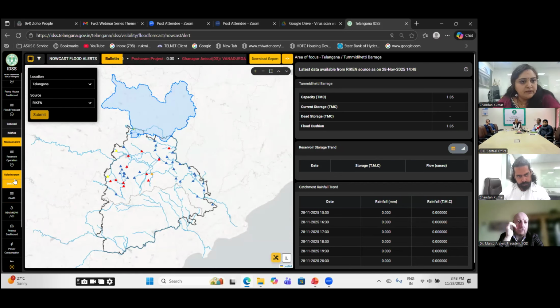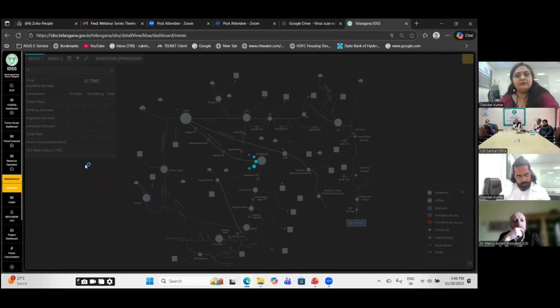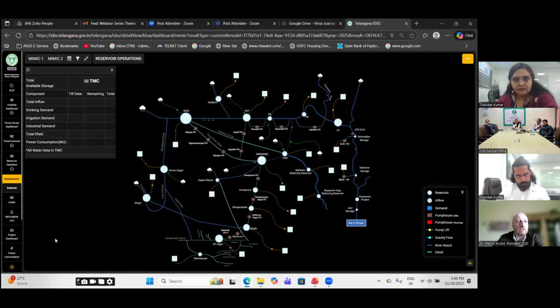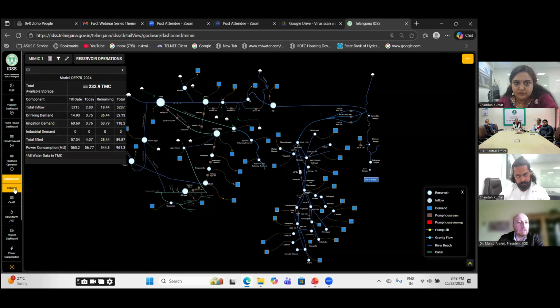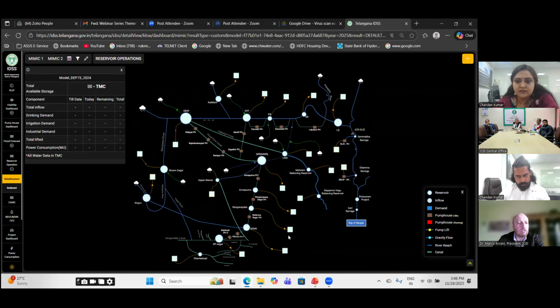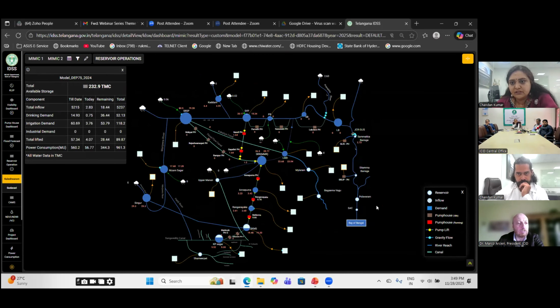So in the ROP, we have the Kaleshwaram, and then we have Godavari. I would give a brief overview of it. This is the mimic view in which we can see, as Chandan was rightly mentioning, that based on the demands, we are going to change how much amount of water to be released, so that it will be an optimized way of water release.